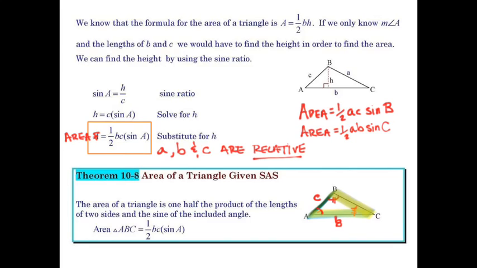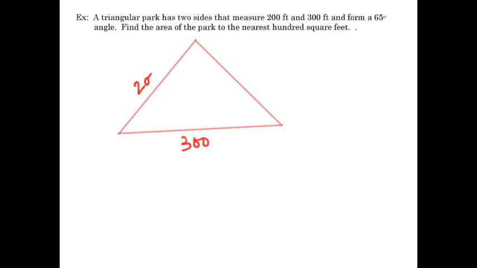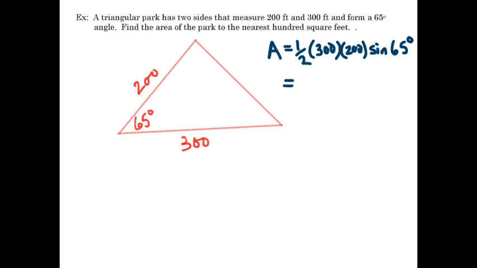So let's look at a quick example from your classwork. We have a triangular park where 2 sides measure 200 and 300 and form a 65-degree angle. So this again is going to be side angle side. If we draw a picture, there is our picture, there's our included angle, and if we want the area, we have to think about how could I use my new area formula for a triangle. And so area is 1/2 300 times 200 sine of 65.